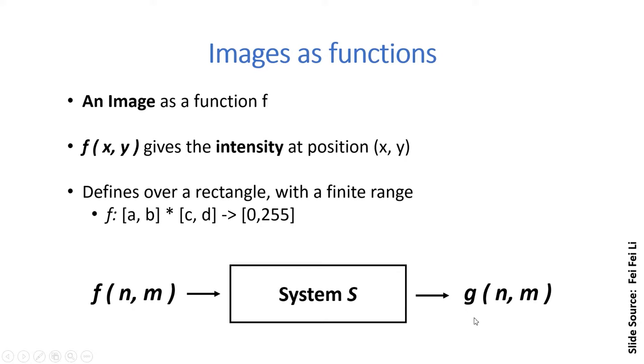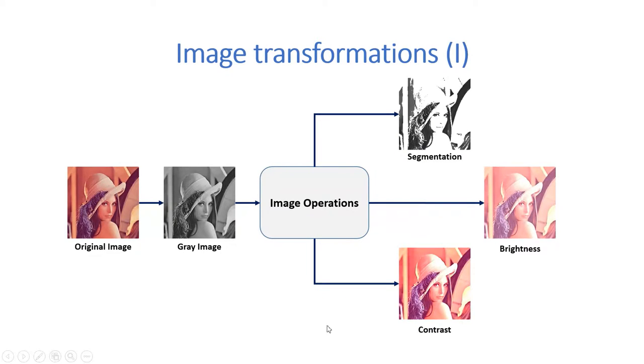Now let's talk about what we could do. This system S could be different kinds of image operations or filters, and one could change the original image into a grayscale image and perform several operations like image segmentation, like brightness or contrast changes, as we see in our day-to-day lives in our phones when we use some app to change the brightness or contrast. So let's look into the details of what goes on behind the scenes when you're just moving a trackbar and changing the brightness or contrast and many more.